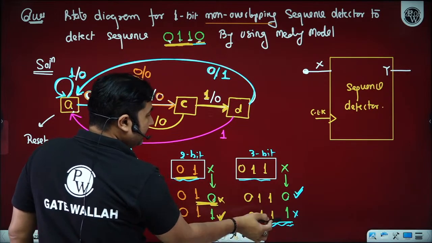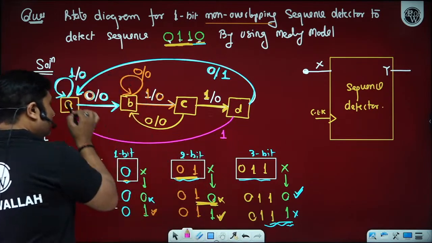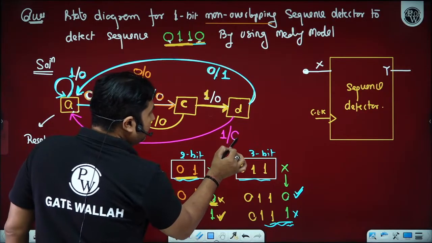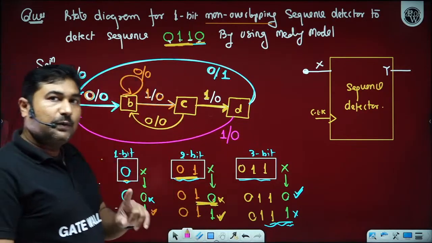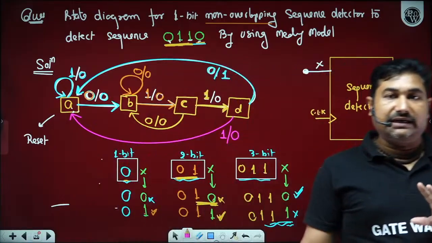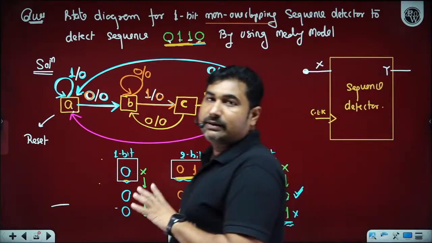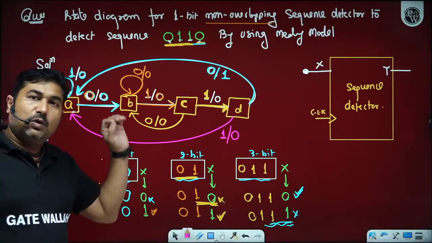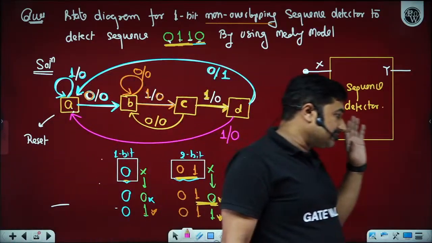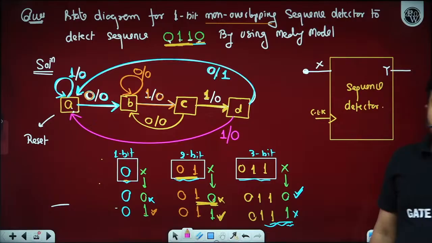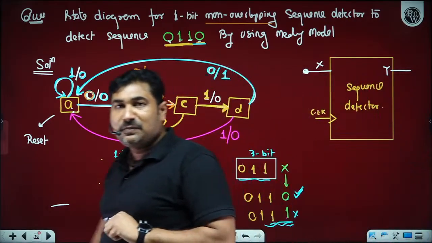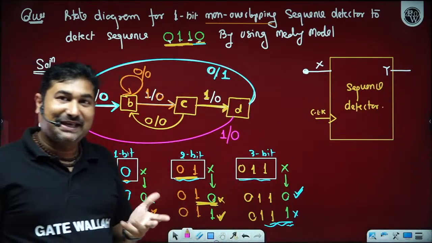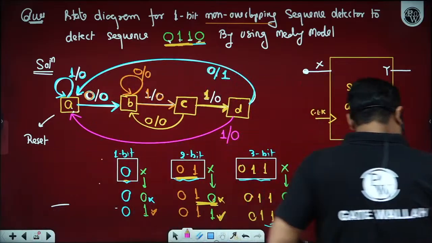So if we are getting 1, then we will go to the reset state. Sequence not got detected, so output is 0. Output is logic 1 only when the sequence got detected. How many of you are now able to understand the non-overlapping, how to design the state model of a non-overlapping sequence detector? Is it okay now? Great, sir. Any doubt? No, sir.